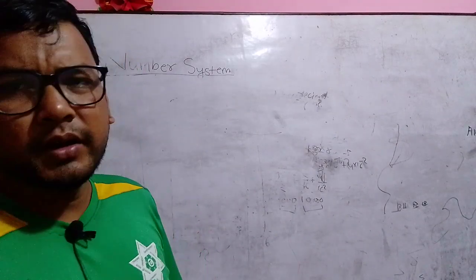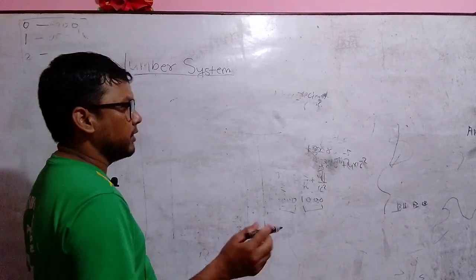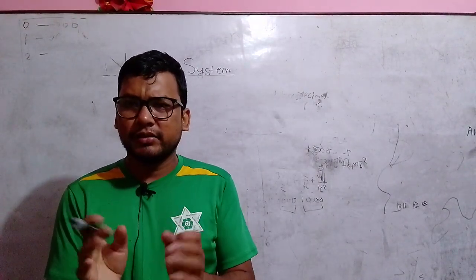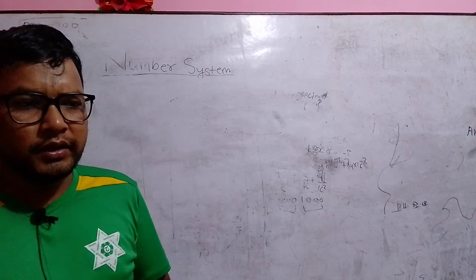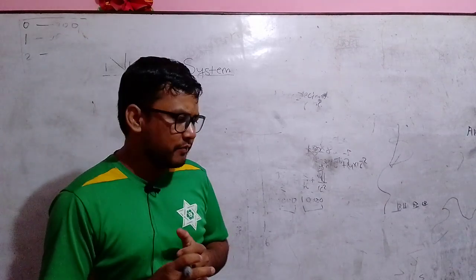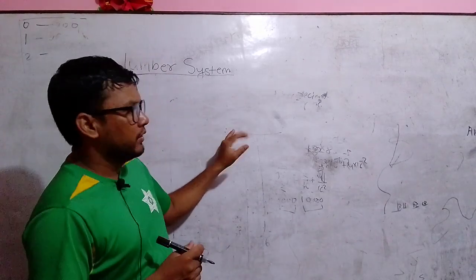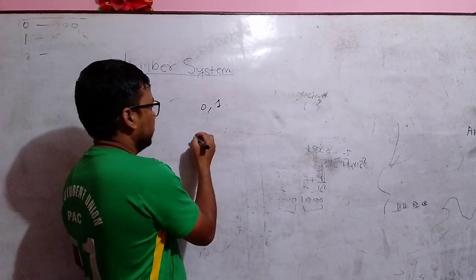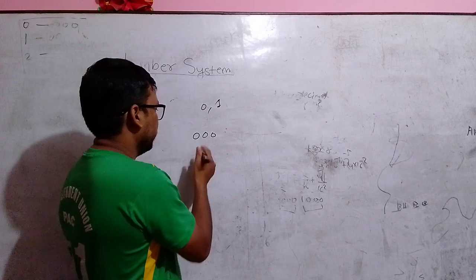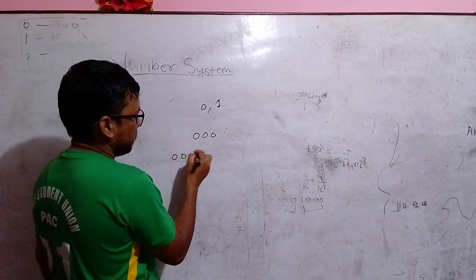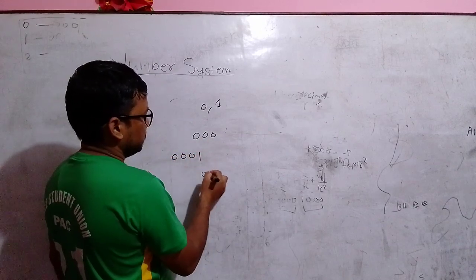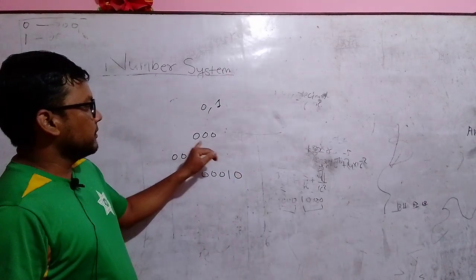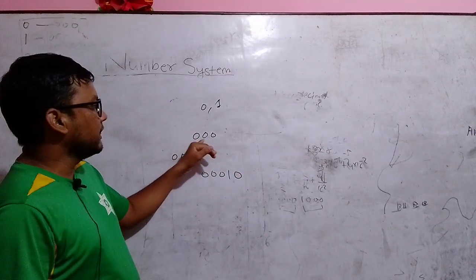To perform a counting we need a number. Binary number. A binary number is a combination of binary symbols, that is 0 and 1. The number can be made from any number of digits. For example, 0, 1 is binary. 0, 0, 0 is one number, 0, 0, 0, 1 is another number, 0, 0, 0, 1, 0 is another number. That means this number is made from 3 binary digits.